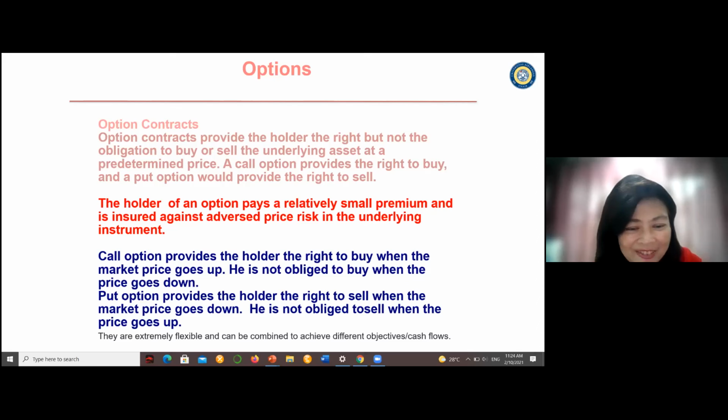So with options there are a lot of combinations, and there are also spreads, which means you can do a lot of fund management and a lot of synthetic positions. A synthetic position is like creating a synthetic cash flow. That's why I said it's extremely flexible and can be combined to achieve whatever objective or cash flow you want. That is the core of the option. If the market goes down, you don't exercise it, but if the market goes up, you would exercise it.